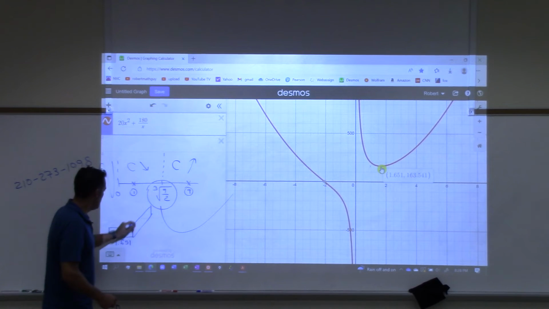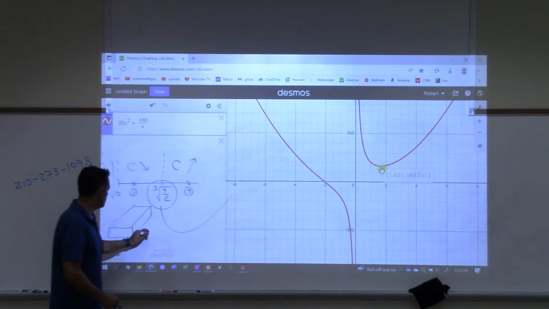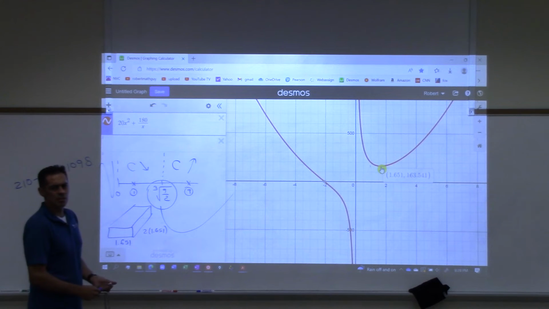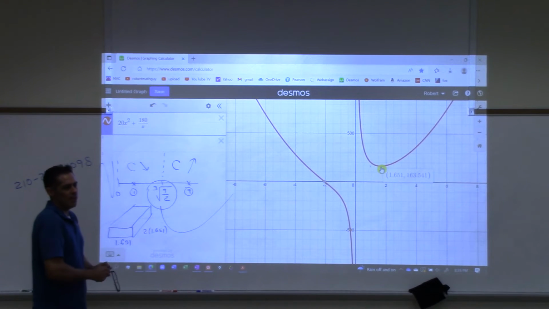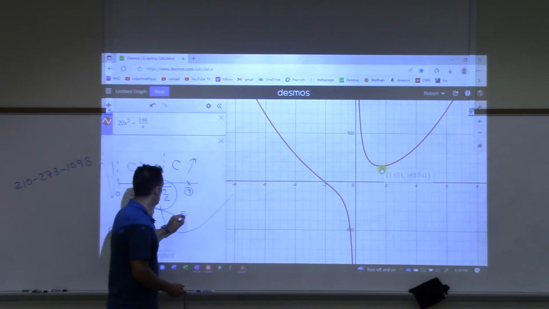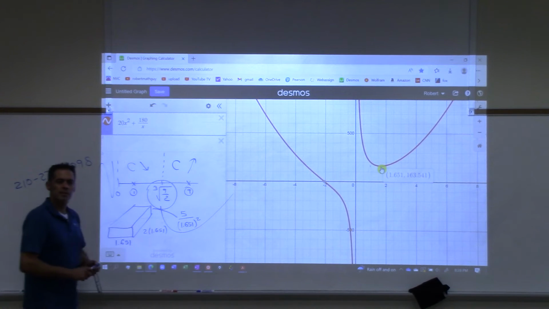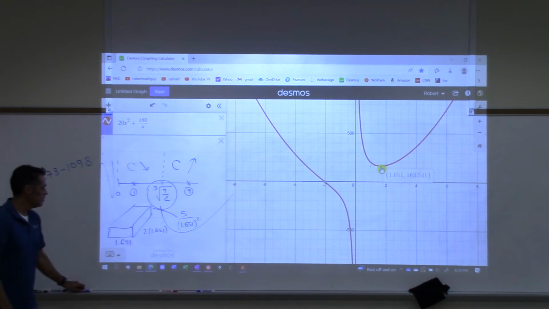We know this side is double that, right? So 2 times 1.651. And then what about H? It's 5 over that squared, right? So that would be this number here. 5 over the, bless you, 1.651 squared. Those would be the dimensions.